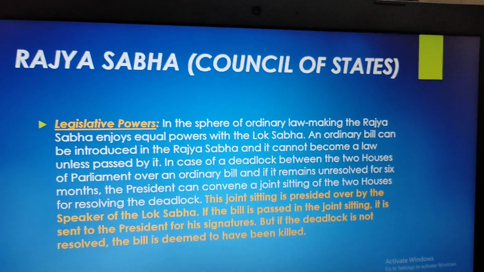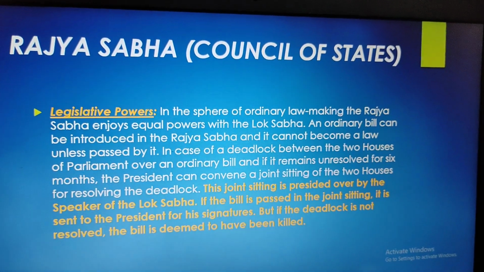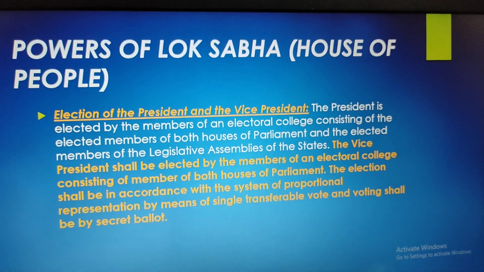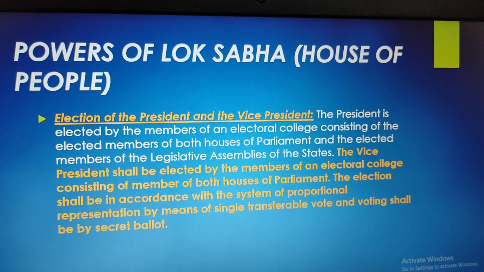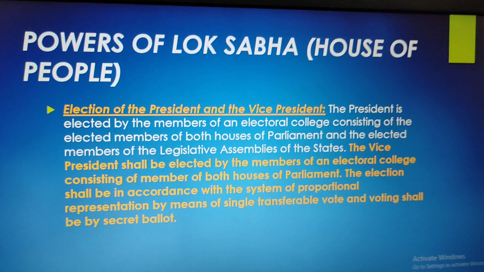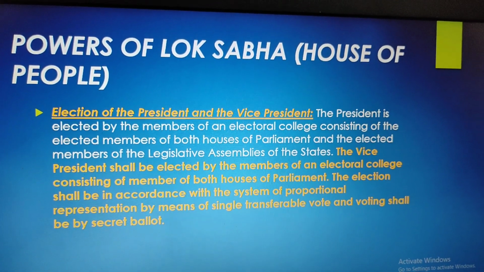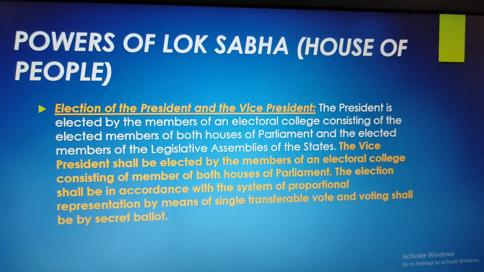Now, our next topic will be Rajya Sabha and its functions. Firstly, what you will do is go through all the powers of Lok Sabha first. You will go through them thoroughly. If any confusion is there, do come and question me on the WhatsApp group.